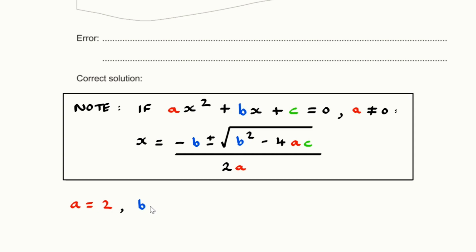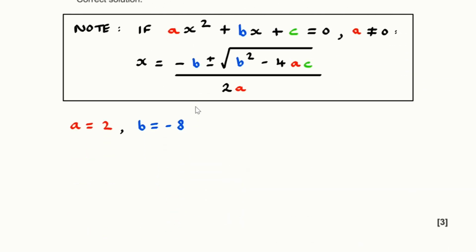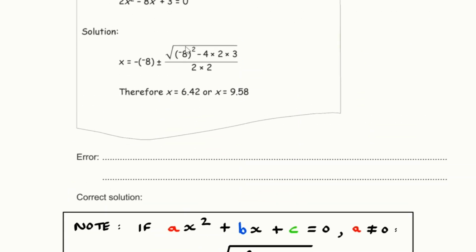b equals negative 8, and c is equal to 3. So I can substitute these in to here.